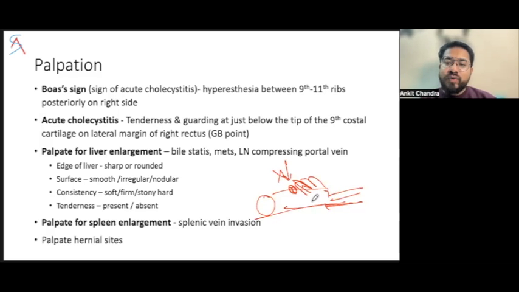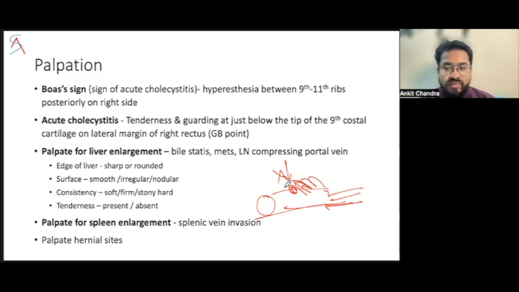right iliac fossa, then move the hand. You have to move the hand when the patient exhales and try to palpate the liver when the patient inhales. So the liver border, you might touch with your finger. Normally, the liver will be palpable in children up to 3 years. It could be normally palpable.